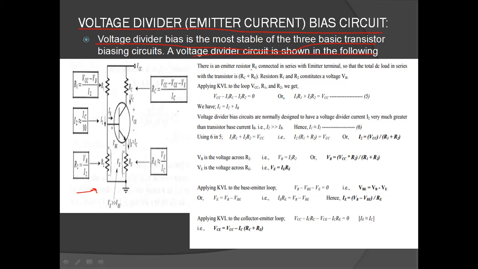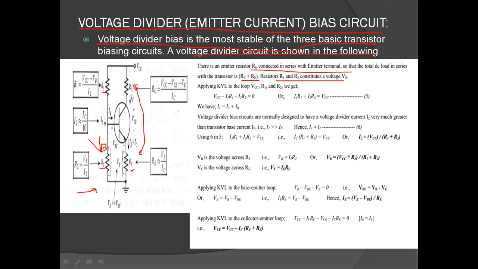There is an emitter resistance RE which is connected in series with the emitter terminal, so that the DC load in series with the transistor is RC plus RE. This is the output side, so RC plus RE is the load. The resistors R1 and R2 constitute a voltage VB, the base input voltage, so it constitutes a voltage VB.